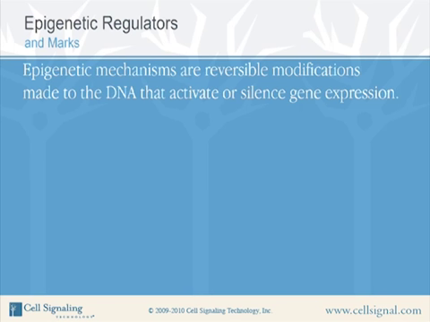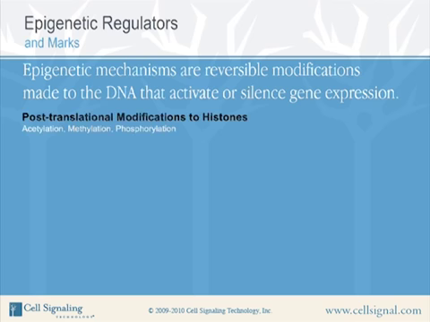Examples of these epigenetic mechanisms that lead to chromatin remodeling are post-translational modifications to histones, such as acetylation, methylation, phosphorylation, as well as methylation of CpG nucleotides. Epigenetic mechanisms resulting in gene activation are called activating marks, and those that result in gene silencing are considered repressive marks.